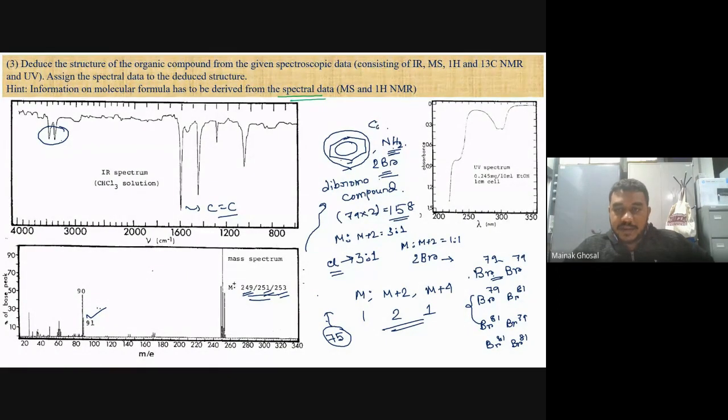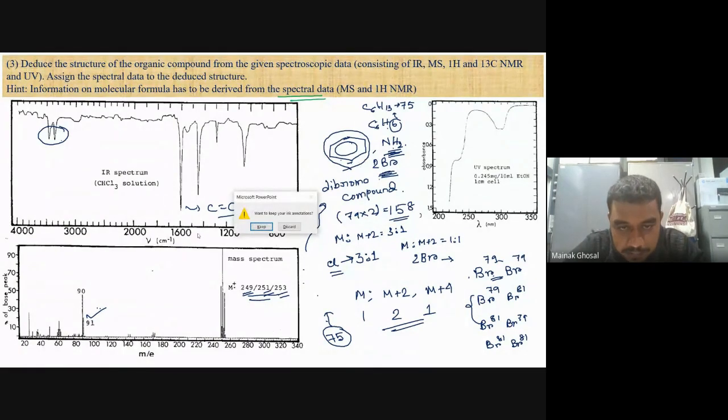It corresponds to 75 if it has three substitutions. Benzene is C6H6, so if it has three substitutions, it will be C6H3 and have a mass of 75. And what could be these three substitutions? One NH2 and two bromine. This is the only possibility. There is a high possibility that they all are attached to the benzene ring, so different structures could be possible.